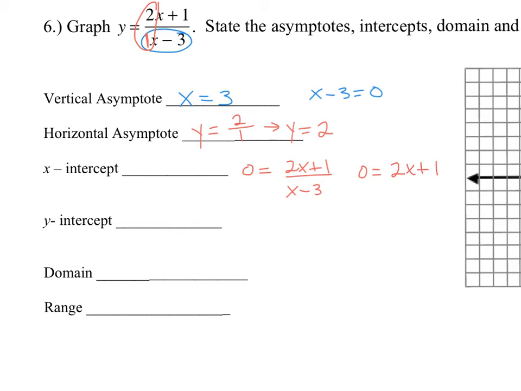So to solve for x, we would subtract 1 and divide by 2. So your x-intercept in this one would be negative 1/2, comma 0.